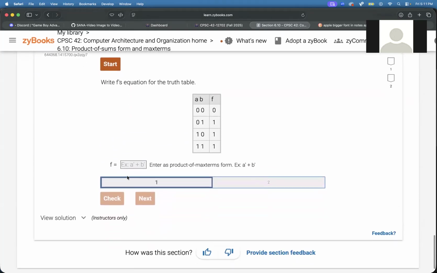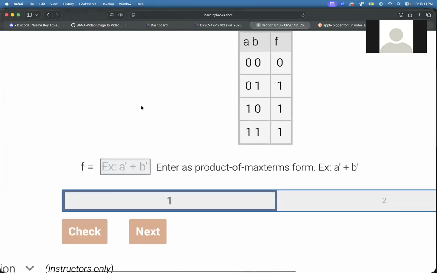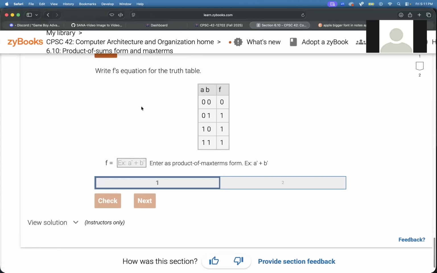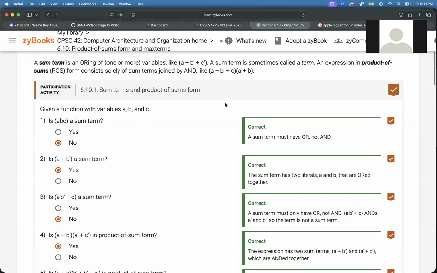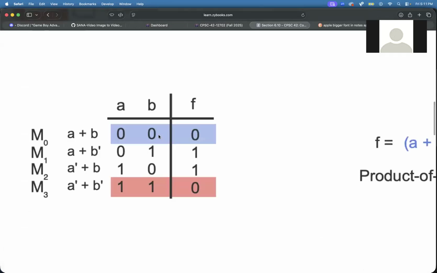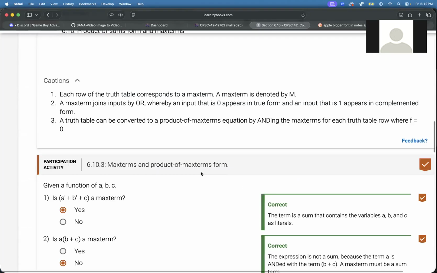Let's see what we can do with this. So write F's equation. Write F in chat if this is boring. Okay, so write F's equation for the truth table. So we have a term here. Actually, we need to do the zeros, right? So look up here, right? Where the zeros were in the function are where we got the terms at the end, not where the ones are, right? Where the zeros are.